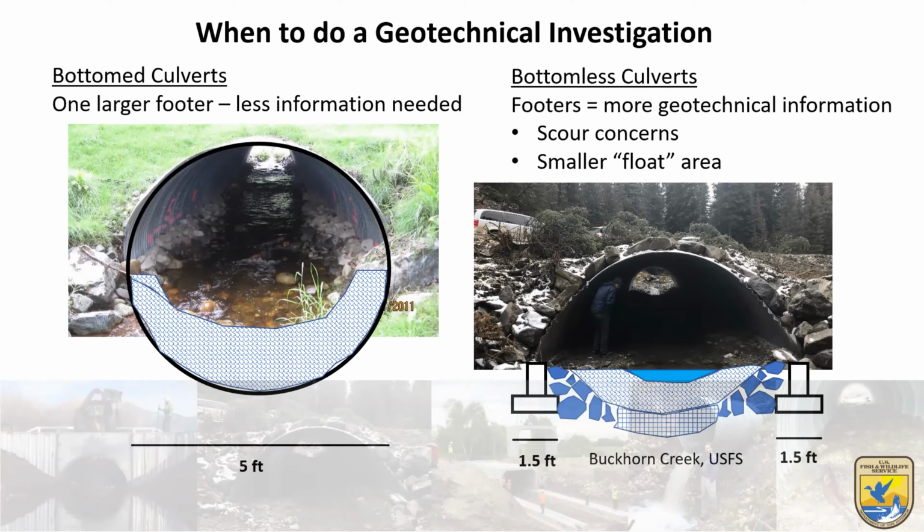So here you have a 5-foot round pipe. Well, that has a lot of floatability on the soils below it compared to the bottomless culvert on the right, because those footers are only 1.5 feet wide. Of course they go all the way up and down the culvert, but there's less area there. And so you have to look at those soils more in depth and do a deeper or more focused geotechnical investigation to find out what is there. That's all we wanted to point out here. They are necessary. The level of detail is something that an engineer would need to evaluate for the type of place you're talking about.